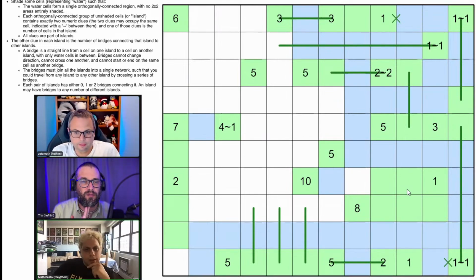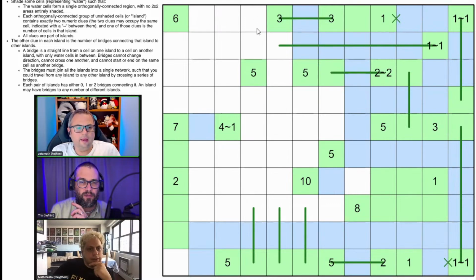Okay. Now the 5s in row 3 have to join one another, I believe. So there's no way that 3 can join one of the 5s. The 3 has to join the 6. Yeah, okay, yeah. So row 3 column 5 is green.